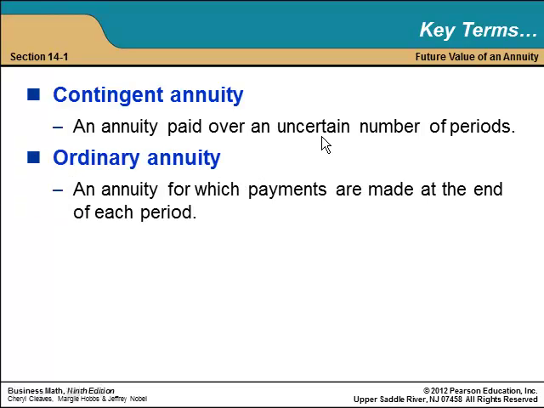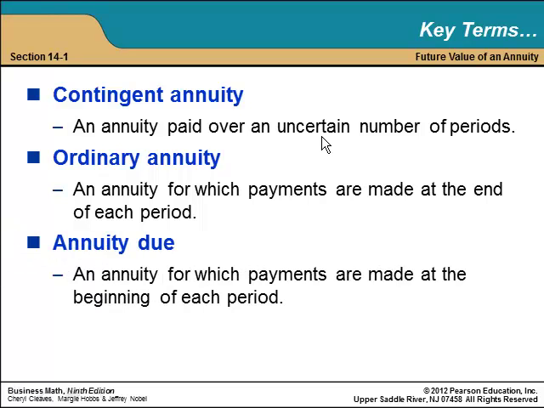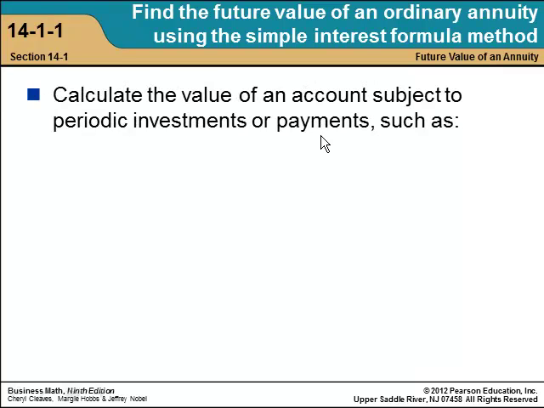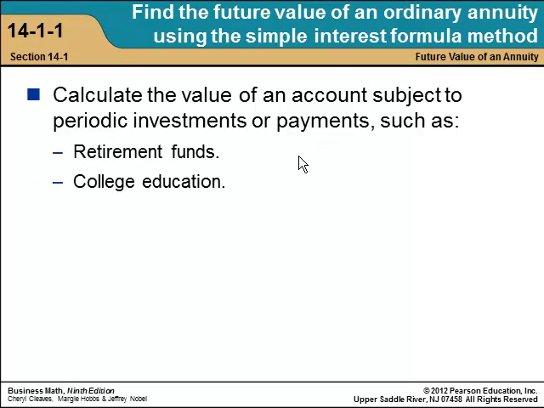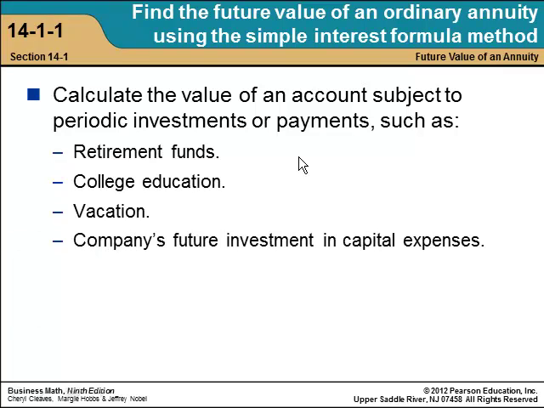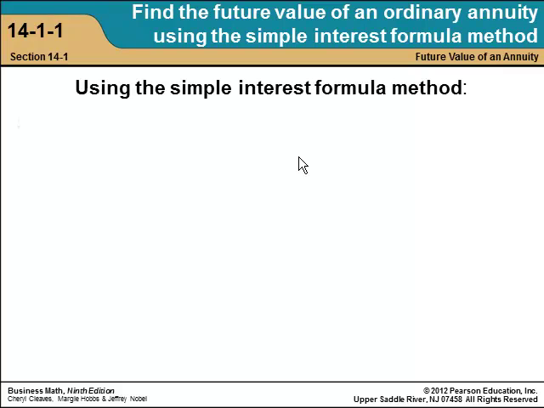As I said before, almost all annuities that we talk about are ordinary annuities, in which the payment is made at the end of the period. An annuity due would be like an IRA, something in which the payment is made at the beginning of the period. So we're going to calculate the value of these accounts, like retirement funds or college education or vacation funds, or if a company has a future investment.